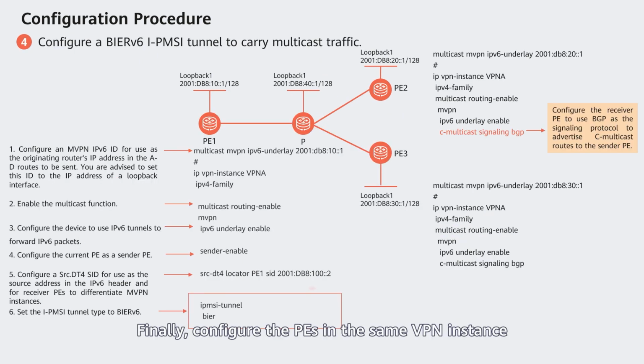Finally, configure the PEs in the same VPN instance to use BIERv6 tunnels to carry multicast traffic. PE1 is used as an example here. 1.